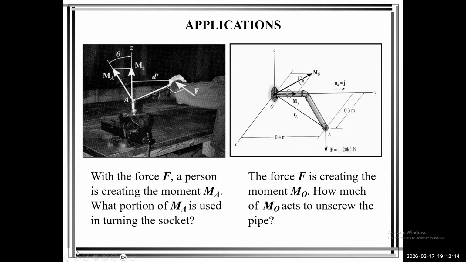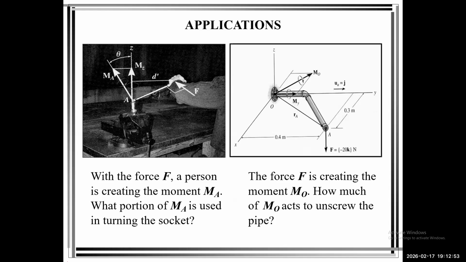So here now we can look at the force F. A person is creating a moment MA, like what we showed you before, the moment about a point. What portion of MA is used in turning the socket? So if it's turning a socket about the point A, this can be shown over here. Now the force F is creating a moment about O. So in another scenario, force F is creating a moment about O. How much of the moment about O acts to unscrew the pipe?